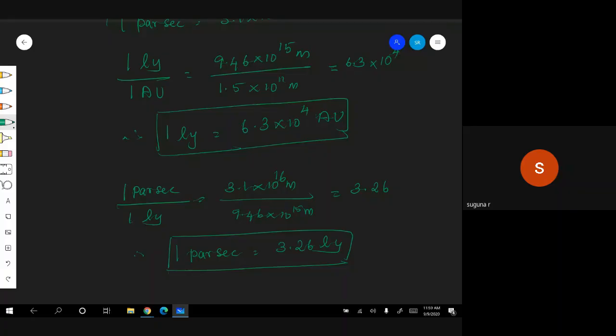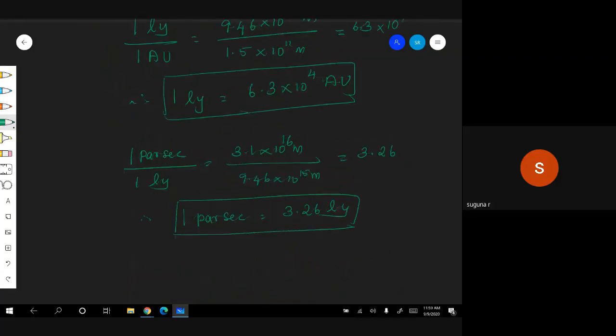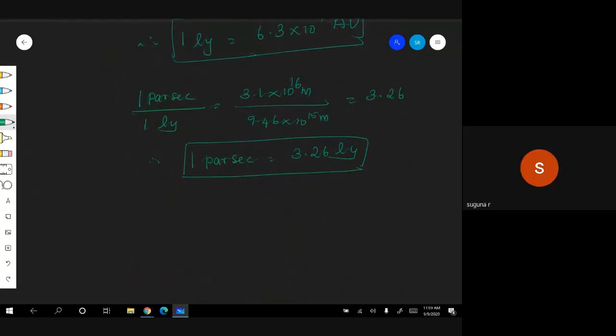Are you following? Yes, ma'am. Now, one more is left: 1 astronomical unit and parsec. Can you take it as homework? The relation between 1 astronomical unit and 1 parsec. What you have to do is 1 parsec divided by 1 AU. Find it out, and that gives you the relation. Is it clear? Hope you are following this. Shall we go to the next one? Yes, ma'am.